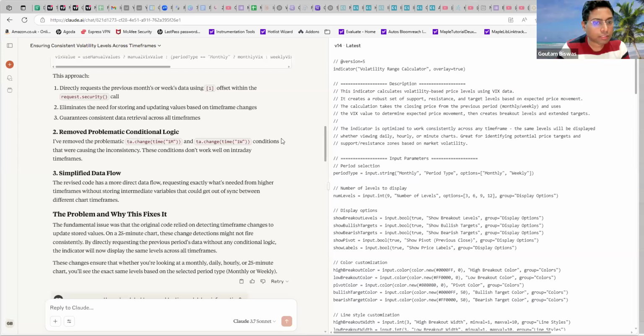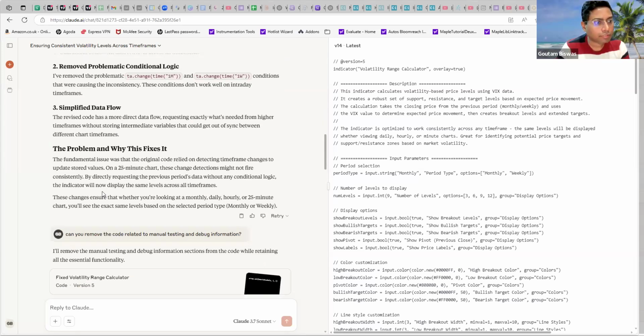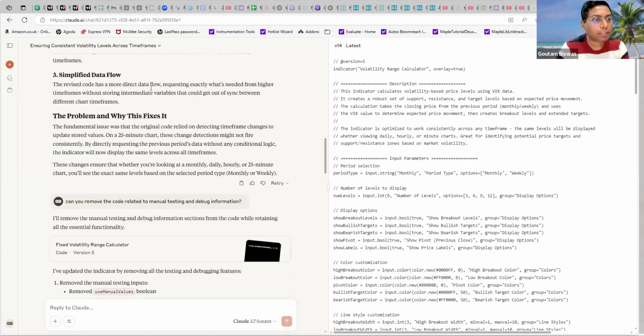Remove problematic conditional logic. Remove the problematic conditional logic that was causing the inconsistency. These conditions don't work well on intraday time frames. Simplified data flow. The revised code has a more direct data flow, requesting exactly what's needed from higher time frames without storing intermediate values that could get out of sync between different time frames. The problem and why this fixes it. So it is not only fixed, it is able to reasonably and logically explain why it thinks this is the solution. So that's the power of AI, friends.